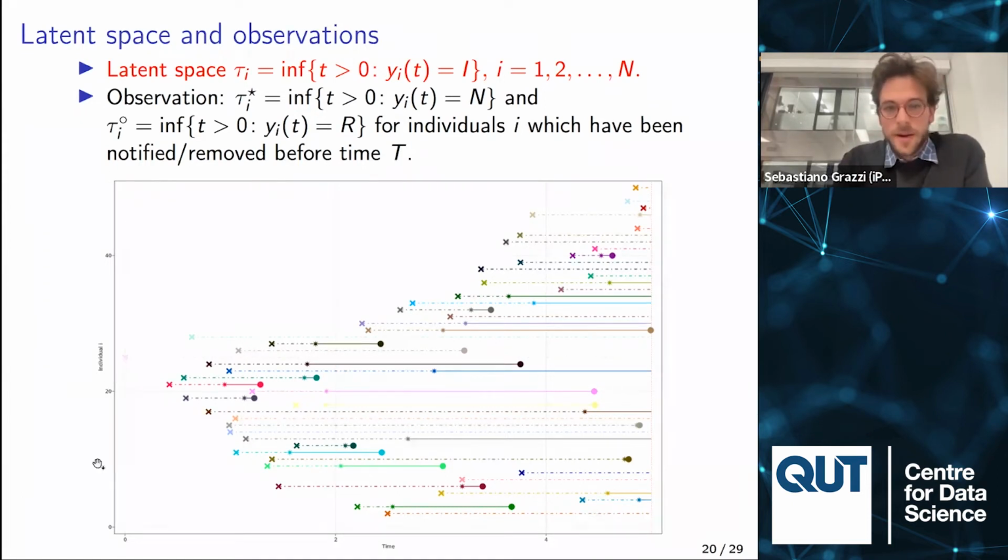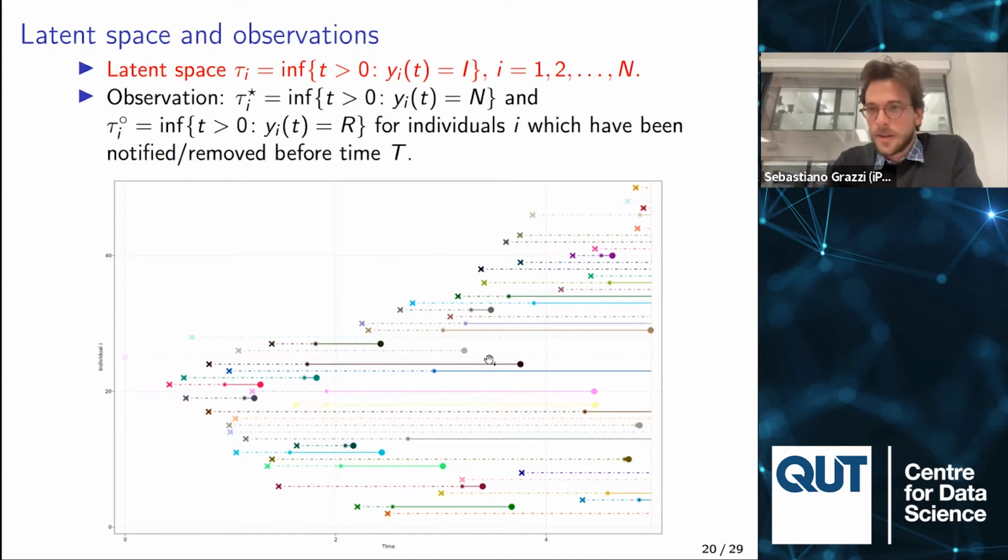So on the y-axis you have individuals, and on the x-axis you have the time until observation time. So here observation time is 5. You start with one individual being infected, and then the infection propagates. What I want to stress here is that in this model, we don't assume that we observe the infection time, but we only observe the notification time, and of course the time where the individuals are removed. So the solid lines in these plots are observed. The dotted lines are not observed.